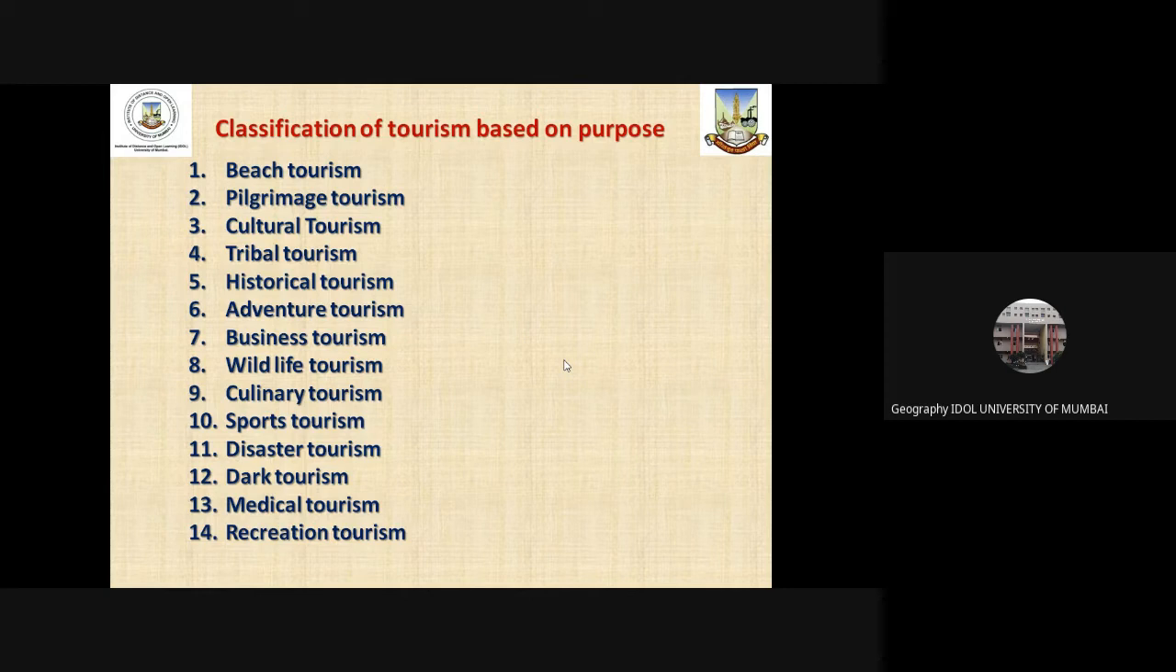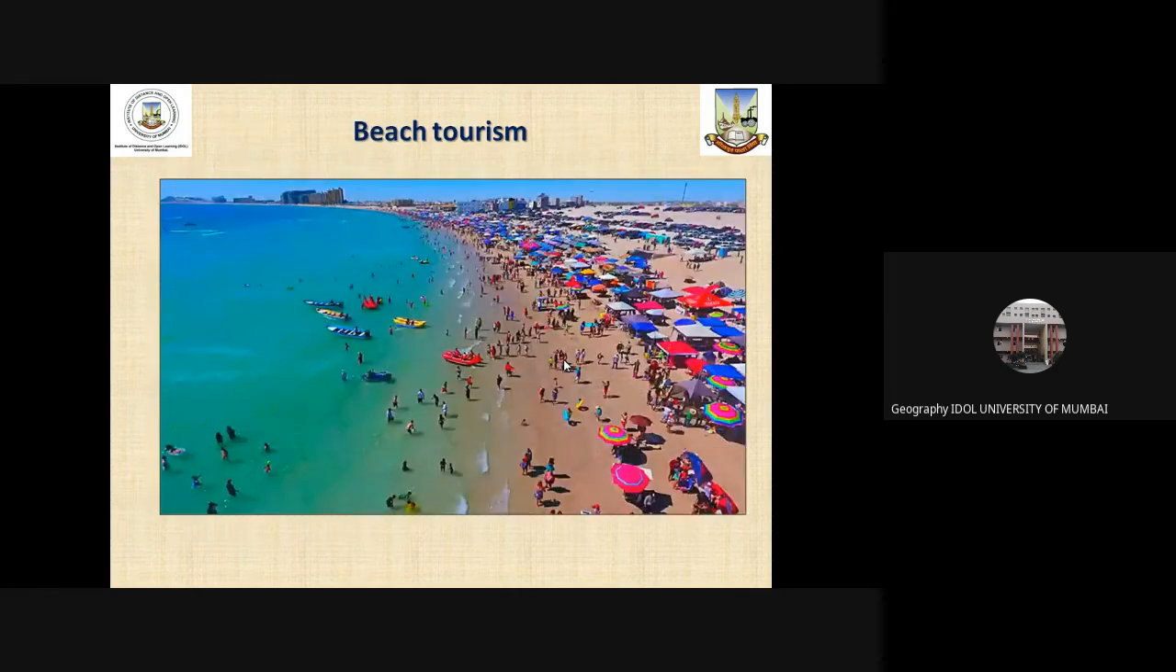And recreation tourism is tourism wherein recreation activities, especially for women, men, and also for children, are available, and people go to enjoy these recreation activities at these destinations. Have a look at the pictures. So this is an example of beach tourism.